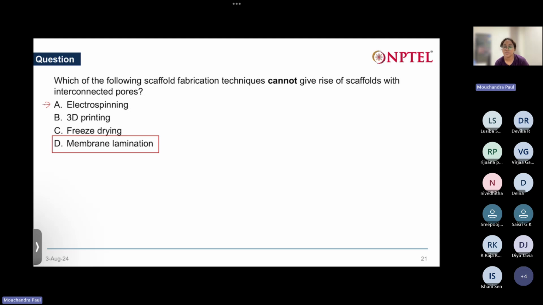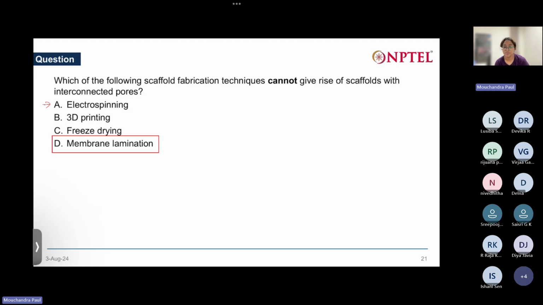You cast your polymer onto a mold, and then you cross-link it in some way, and you get a film. This is one membrane, and then you stack them on one another. During stacking, you again cross-link the membranes to one another so that it stays intact. And then if you want a particular 3D shape, you can carve it out. So that is called membrane lamination.